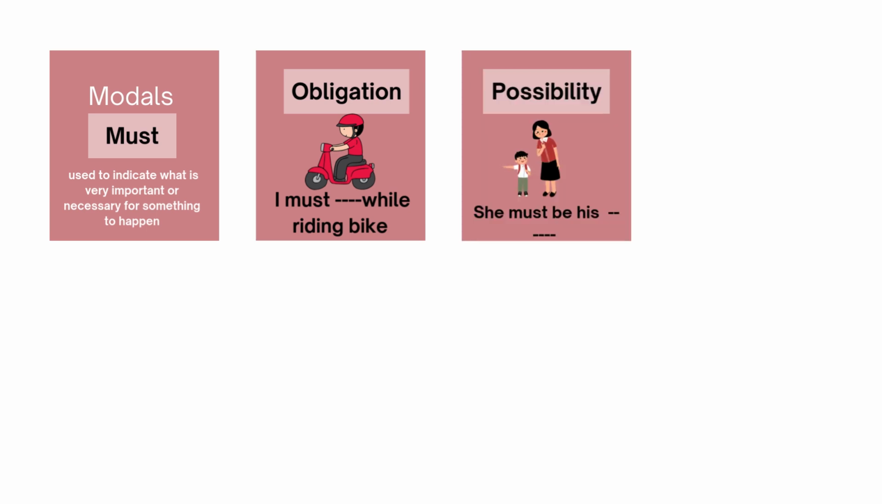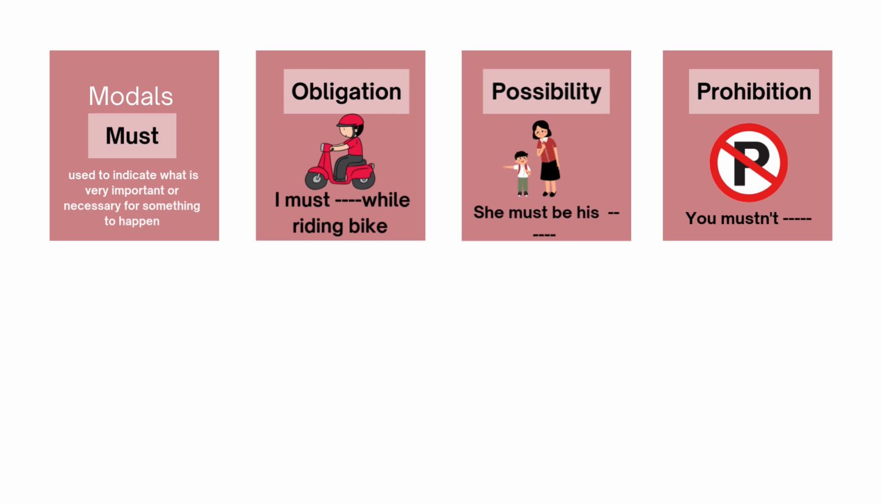Now, we see, she must be his teacher. This shows possibility. You're making a logical assumption about the person. And here we have, you must not park your car or bike in a no parking area. This is a prohibition. It means you are not allowed to park in certain areas. Take a moment to study these cards. Now, let's complete the missing statements based on the pictures.